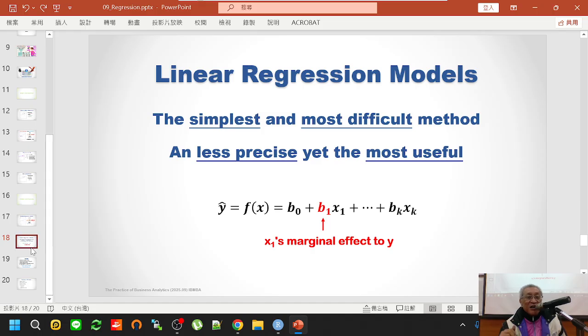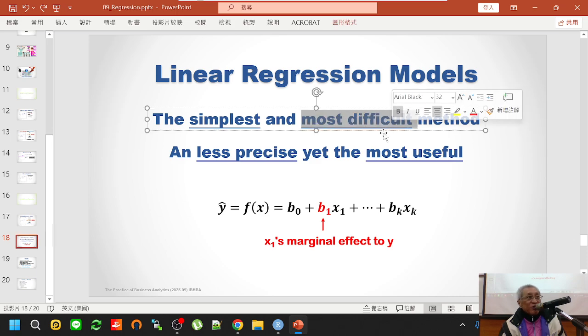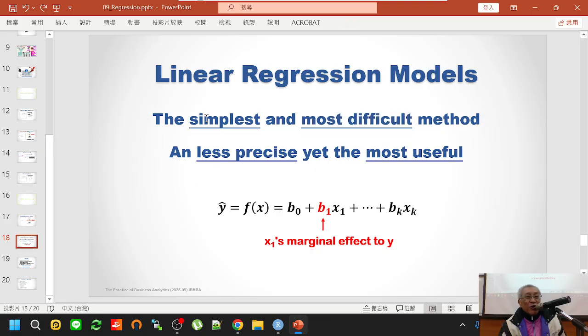The last thing that I want to emphasize to wrap up linear regression is that linear regression is the simplest and also the most difficult method to use, right? What we call simple is because it only uses a very simple mathematical equation, right?